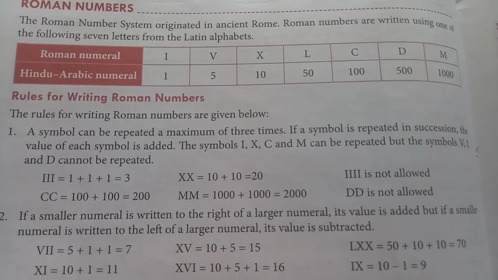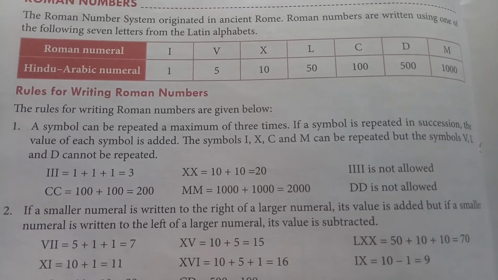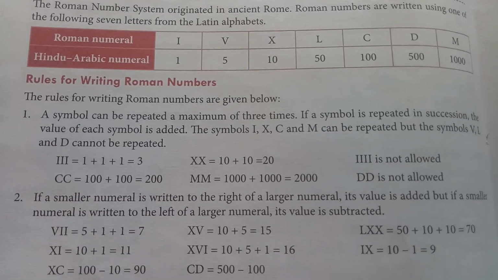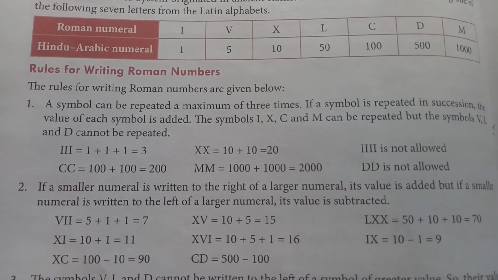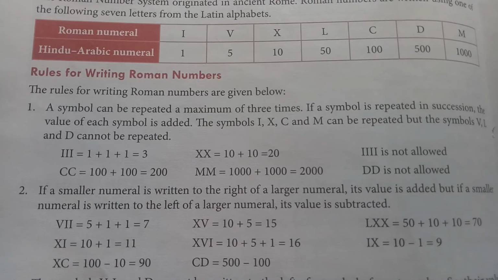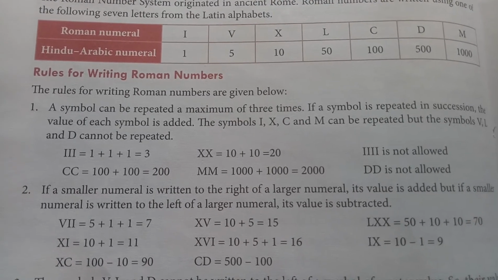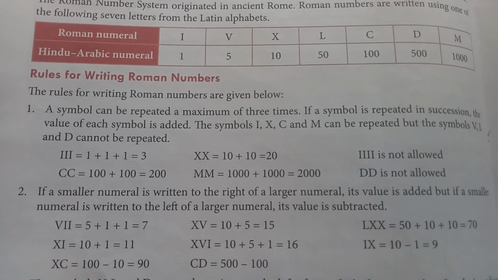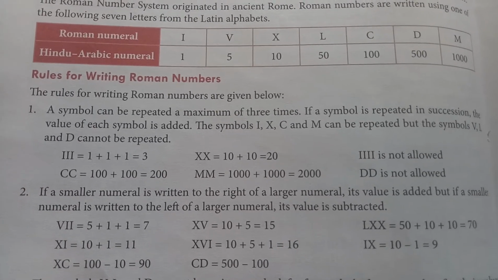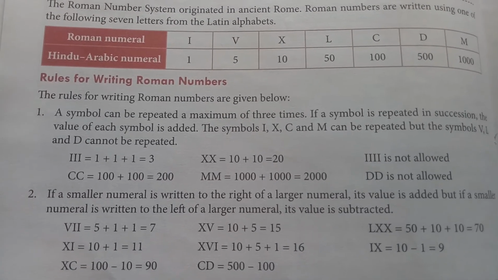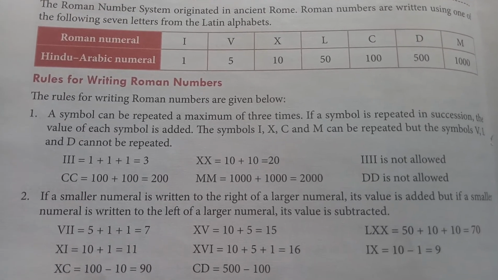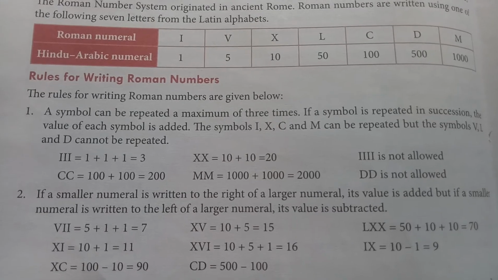But if a smaller numeral is written to the left of a larger numeral, its value is subtracted. For example, XC. X stands for 10 and C stands for 100. But X is to the left of C. So 100 minus 10 is equal to 90.